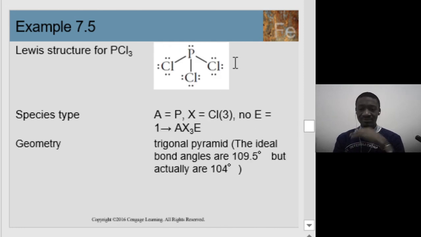And the last one, you have your PCl3. Is there E? Okay, there's one E. Because of that one E, it pushes the other ones down. Hence, you now have a trigonal pyramid, and it's 109.5, and then you have 104.